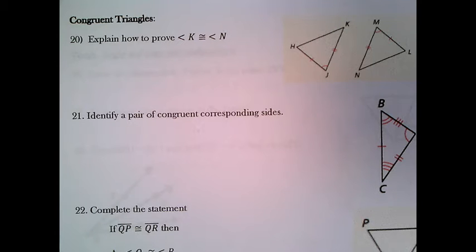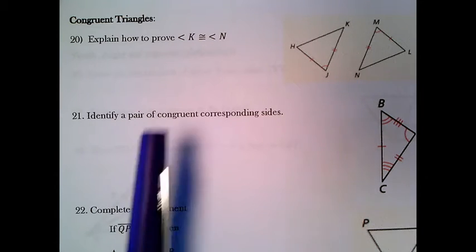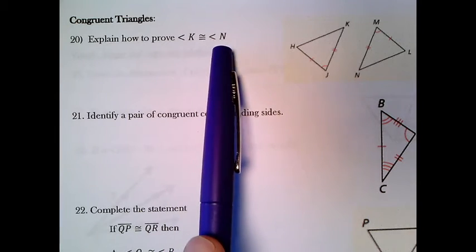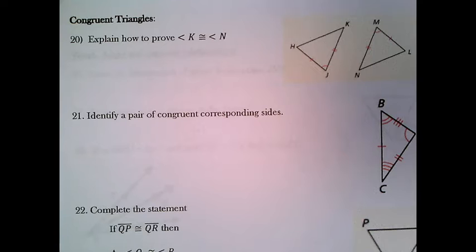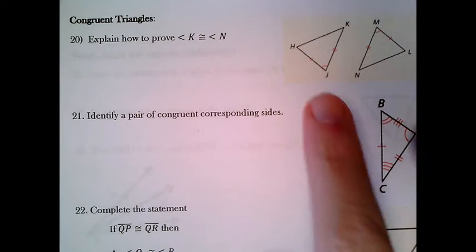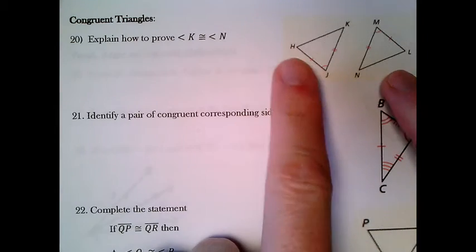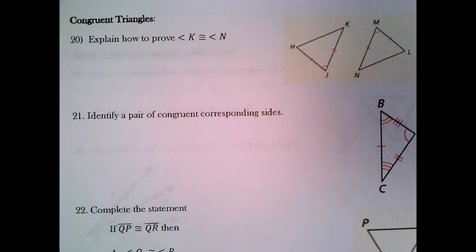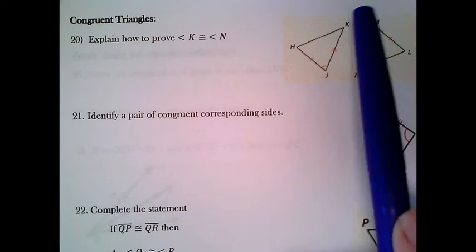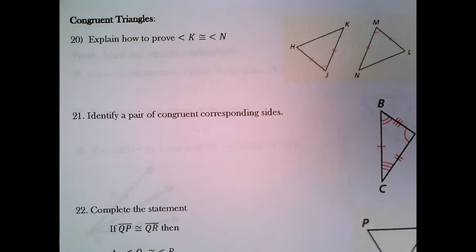Okay, so the first one says explain how to prove angle K is congruent to angle N. Well, that's that whole CPCTC stuff that we talked about. Corresponding parts of congruent triangles are congruent. So what that means is if I can prove these two triangles congruent, then I can prove their two parts are congruent. So what we got to be able to do is see if I can create an order of letters here that match the letter of orders here. If I do, then I can say that those angles are congruent.